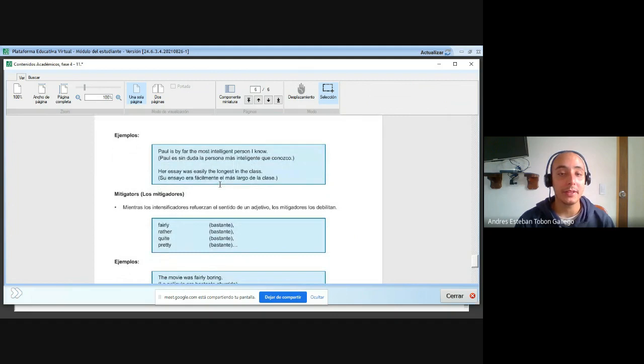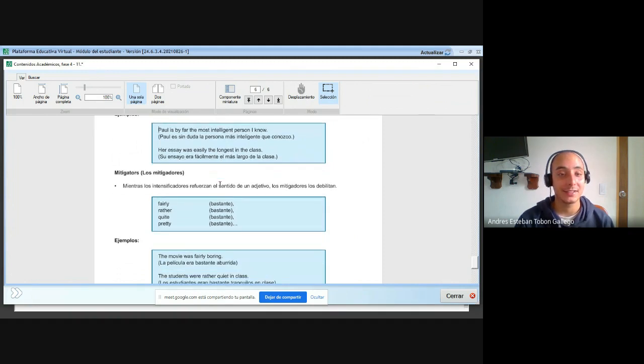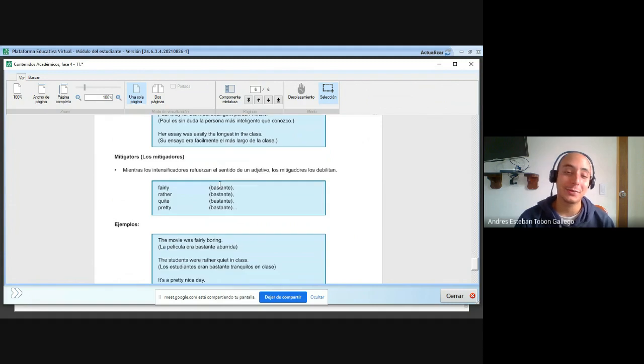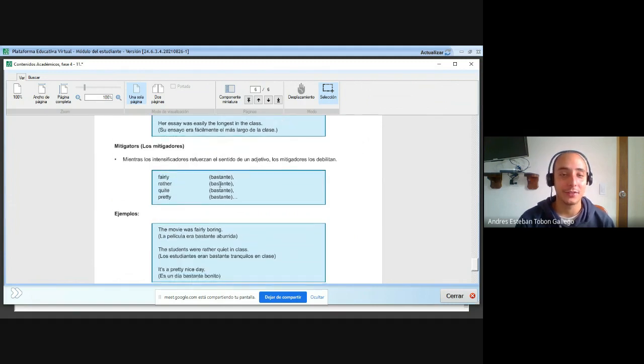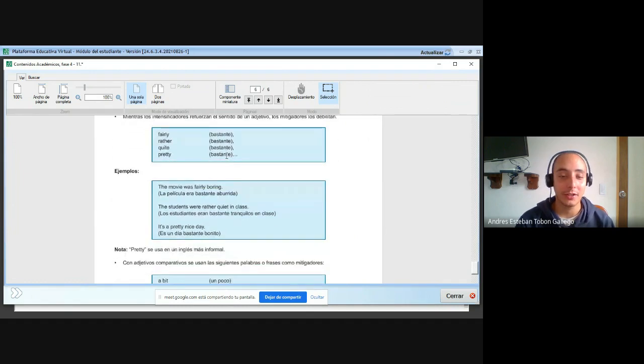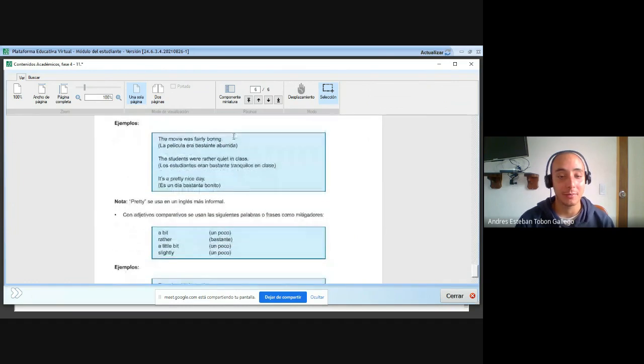Okay, we also have superlatives when we use easily, by far, and in here we have a couple of examples. Paul is by far the most intelligent person I know. Her essay was easily the longest in the class. Okay, and we also have some mitigators when we talk about fairly, rather, quite, pretty. We are talking about the emphasis we want to make about something.